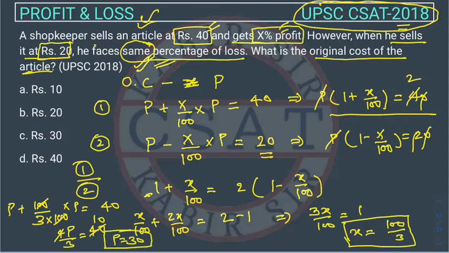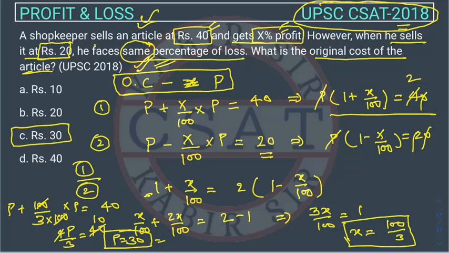The original cost is P, so we got P. P is 30, so the correct answer is option 3. Here I am using the unitary method and solving this question using all the steps, so you can get clarity on how to solve these kinds of questions. How we will solve in the exam is different altogether, but first of all you have to understand all the steps.